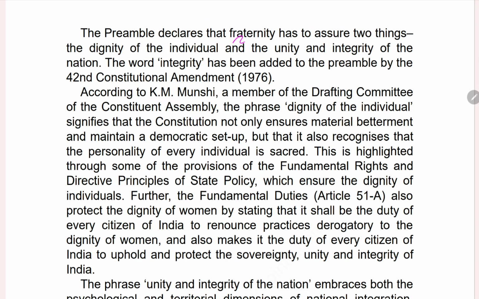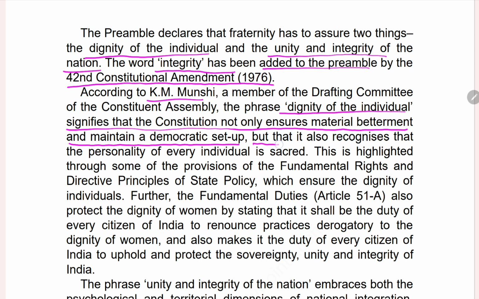So the preamble declares that fraternity has to assure two things. The first is the dignity of the individual and the unity and integrity of the nation. The word integrity has been added to the preamble by the 42nd Constitutional Amendment 1976. According to K. Munshi, a member of the drafting committee of the Constituent Assembly, the phrase dignity of the individual signifies that the constitution not only ensures material betterment and maintains a democratic setup, but that it also recognizes that the personality of every individual is sacred.